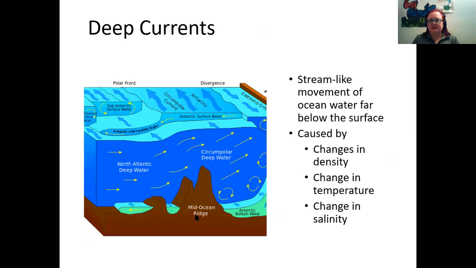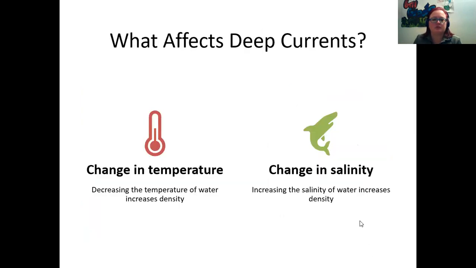Deep currents, the second type of currents, are a stream-like movement of ocean water far below the surface caused by changes in density, changes in temperature, and changes in salinity. Salinity means the amount of salt. So what affects the deep currents? A change in temperature and a change in salinity.